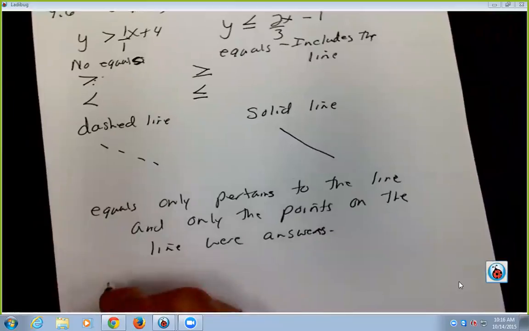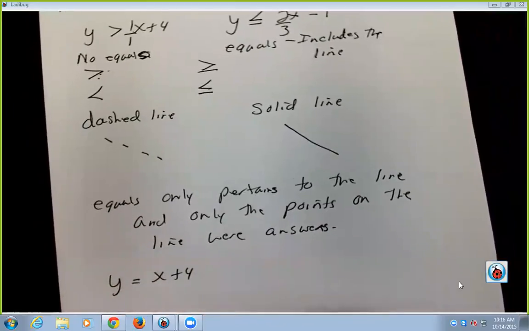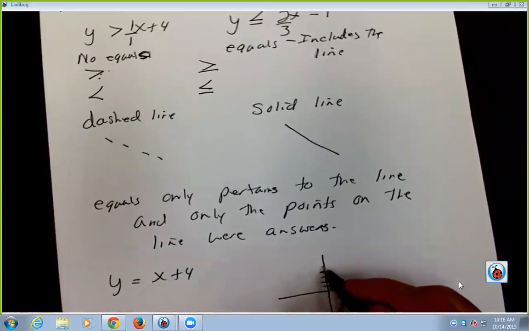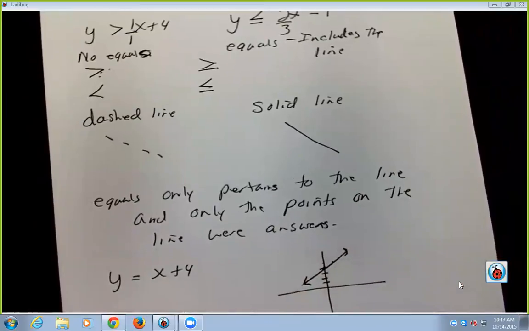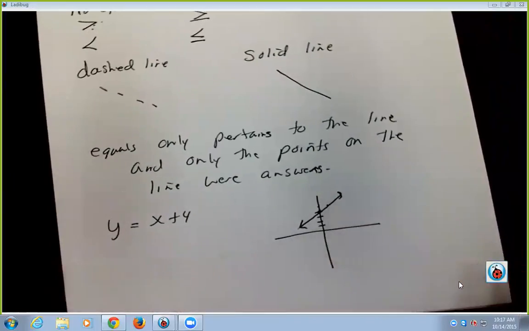So if I had y equals x plus 4, and I go through and I graph that, it says I'm going to be up at 4. Slope tells me to rise 1 and run 1. And so my answer to this solution is only that line, okay? And that's what we've had so far. We've only had just lines. We haven't had anything else with lines. It's just been this straight line that happens to be in there.